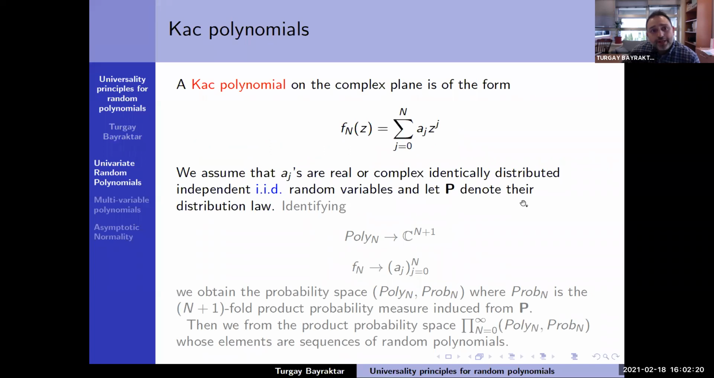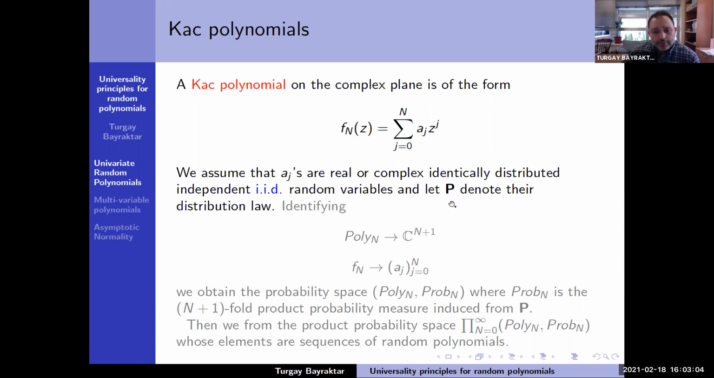So in order to motivate our task here, I will start with this basic model. It's been studied extensively and known as a Kac ensemble. So a Kac polynomial on the complex plane is given as just like an ordinary polynomial, where these coefficients a_j are either real or complex random variables, which are identically distributed, at least in this talk, and independent. So they're IID, and their common distribution is denoted by P here.